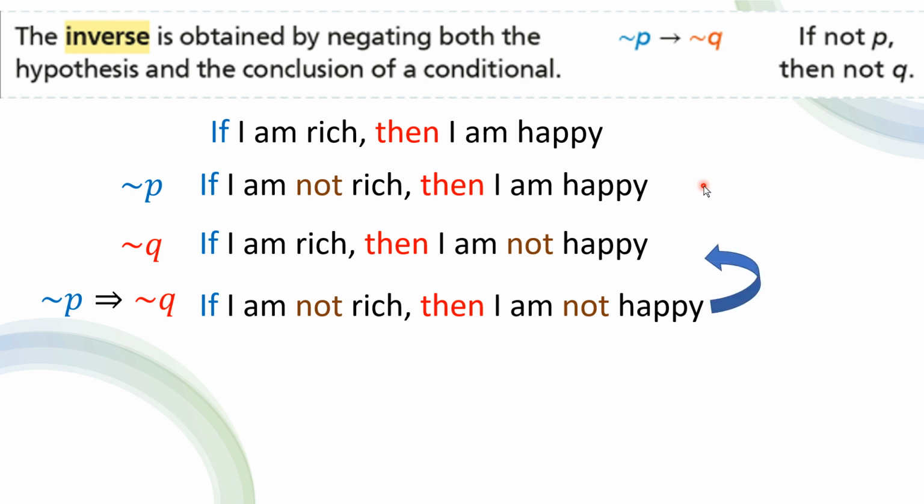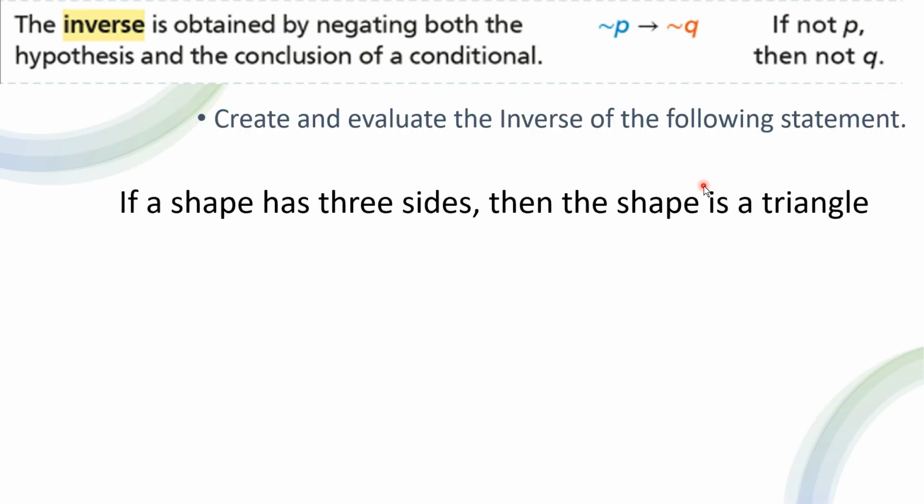All right? Because if you look at it, these two options are not happy, because if you're rich or you're not rich, you're focused on one thing. So the inverse is obtained by negating both the hypothesis and the conclusion.